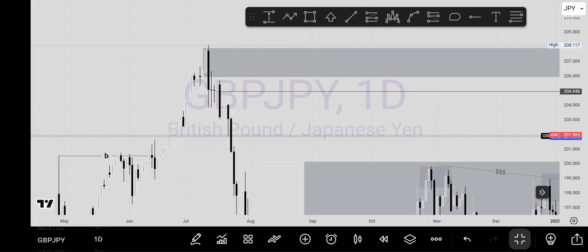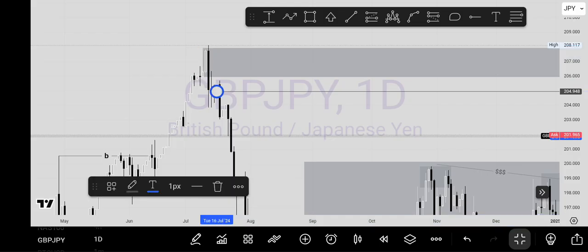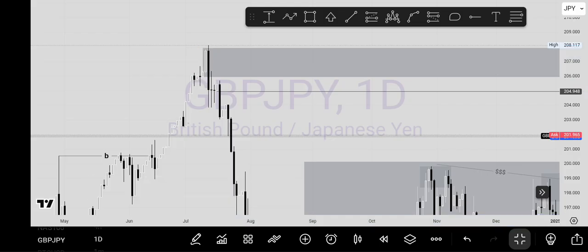When the market comes back to the supply, we can sell. The first zone is the one marked with the rectangular box. Then the other zone is the one marked with the straight line. We can also add another zone right here.